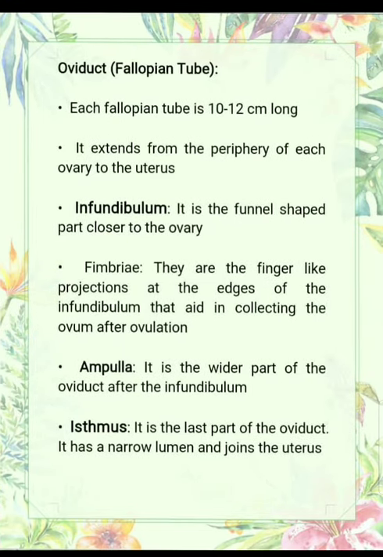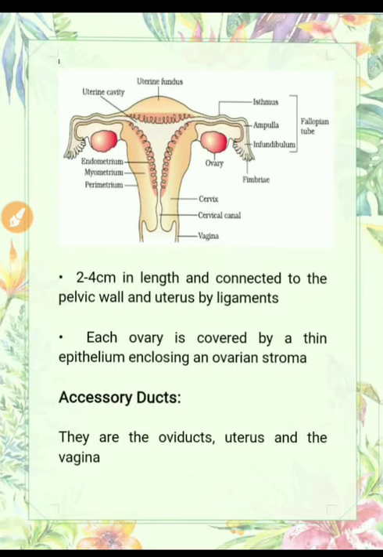Now we study the oviduct. Oviduct is also known as the fallopian tube. Each fallopian tube is 10 to 12 centimeters long. It extends from the periphery of each ovary to the uterus. See here that it starts from here and it enters the uterus. So it starts from the ovary and enters into the uterus.